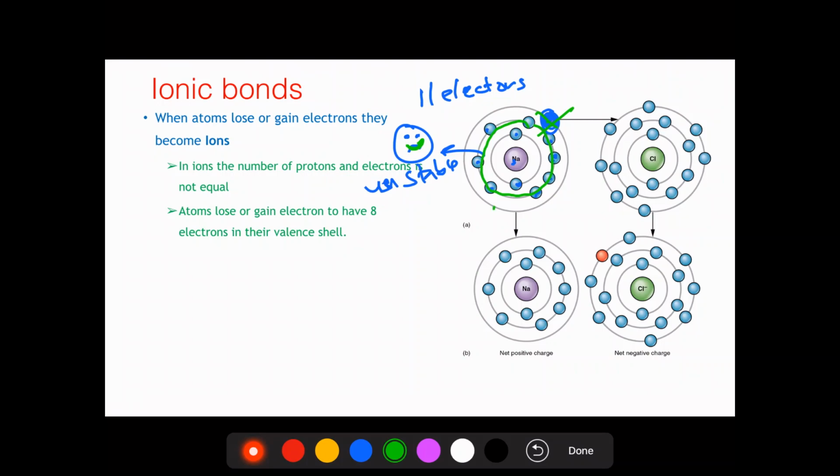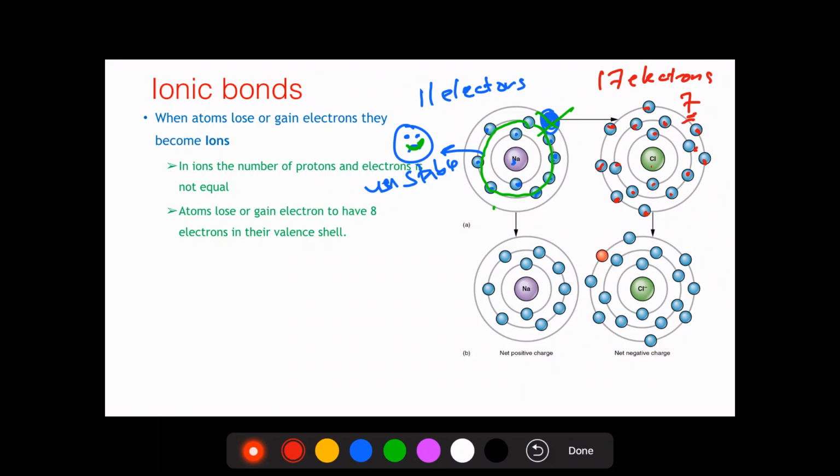On the other hand, we have the chloride. The chloride has 17 electrons: 2 in the first shell, 8 in the second shell, and 7 in the valence shell. Now, for the chloride, in order to fulfill the octet rule, it has 2 options, either to lose these 7 electrons or to gain 1 electron. And of course, as you can guess, it's much easier to gain an electron rather than losing 7 electrons.